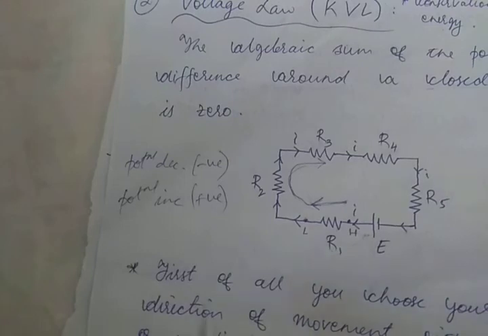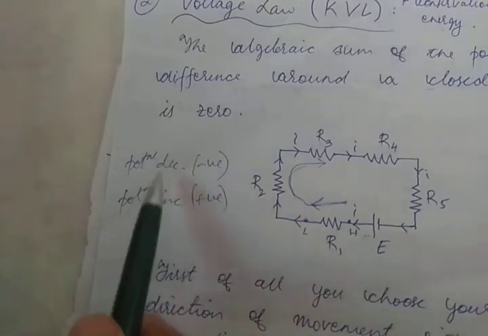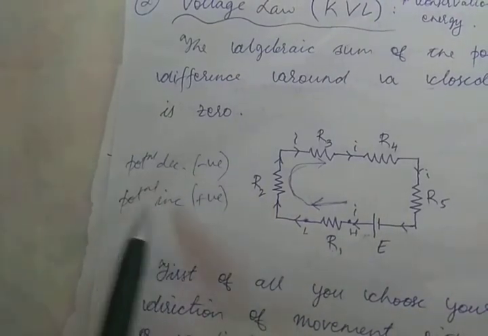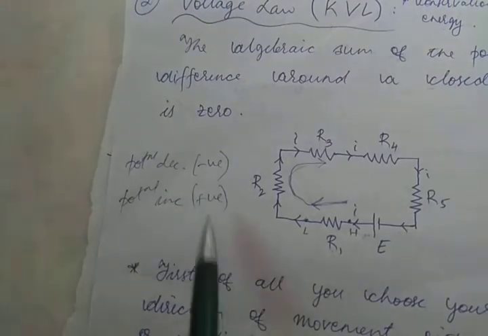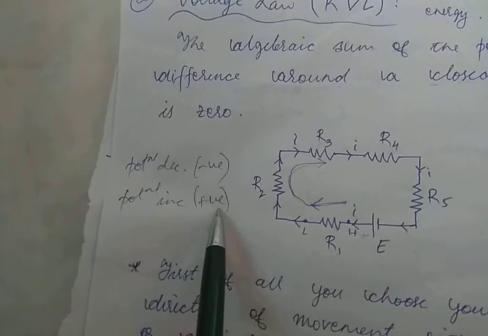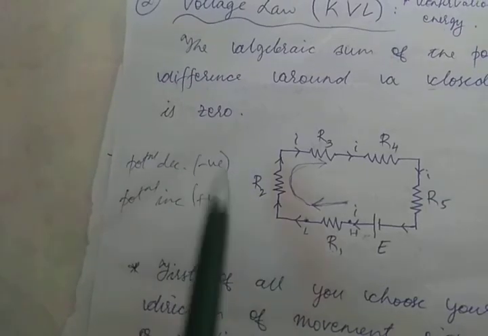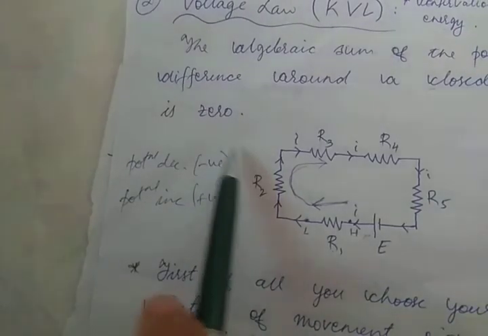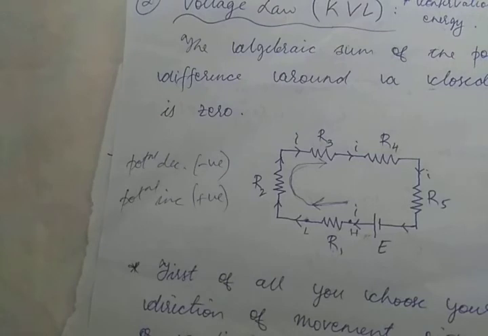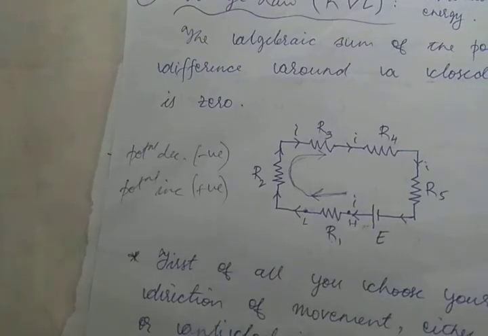Okay, I think it'll be better if you follow this convention. Potential increases means you're going higher, so therefore that is positive. Higher means positive. Potential decreases means you're going towards the lower side, so therefore that's negative. If you stick to this convention, I think it'll help you. So I suggest you stick to this convention.